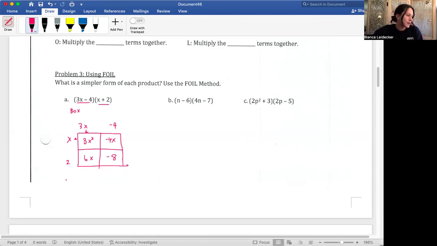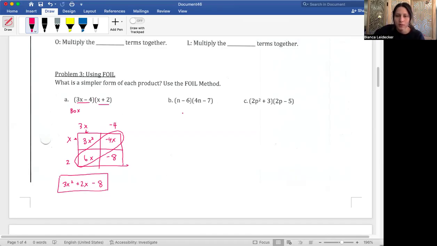So when we bring this all out, what we have here is 3x squared. And in the box method, a lot of times diagonally, we can see that there are like terms. So negative 4x and 6x would become positive 2x. We bring them together, and then negative 8 goes down. And so that is your final answer here. That is the simplified version of the product of these binomials.